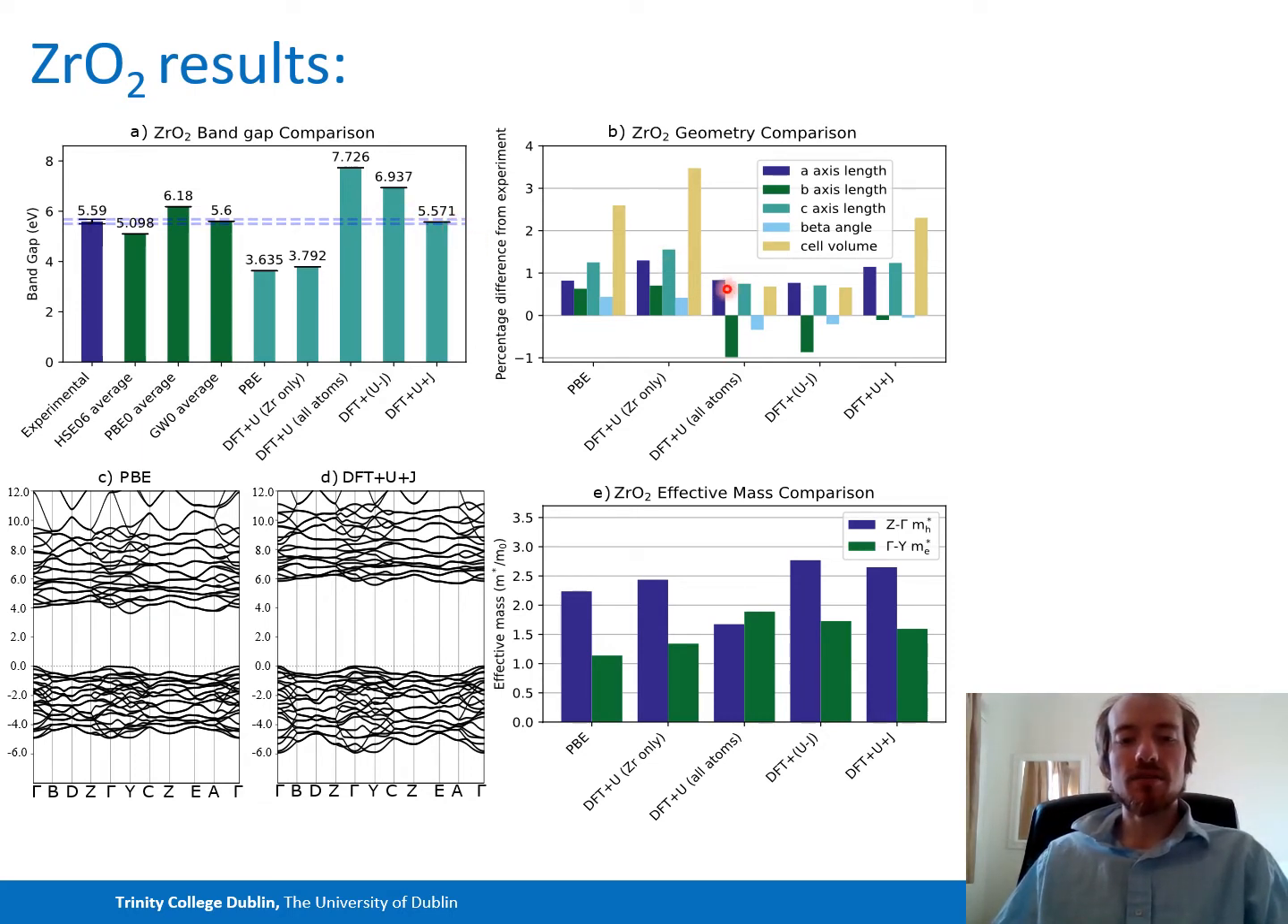And again, no change in geometry, no change in band structure. Well, okay, so the only change in band structure is that the valence bandwidth gets a bit thicker with our methodology. Apart from that, not big changes.